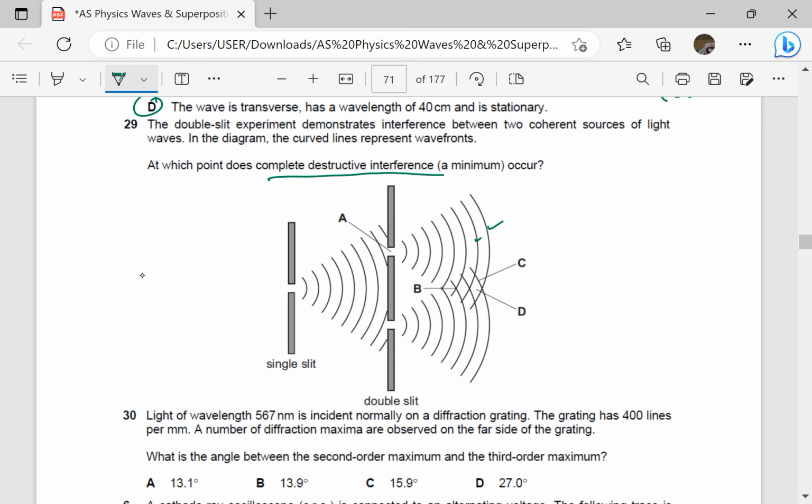These are crests. So in between the crests, those are going to be troughs. So B is wrong, that is constructive. Here we don't expect constructive. And D is a point in the center where we only have a crest, so that is wrong. So the answer is going to be C, because there's this crest meeting with the trough of the other wave. So there is destructive interference at C.